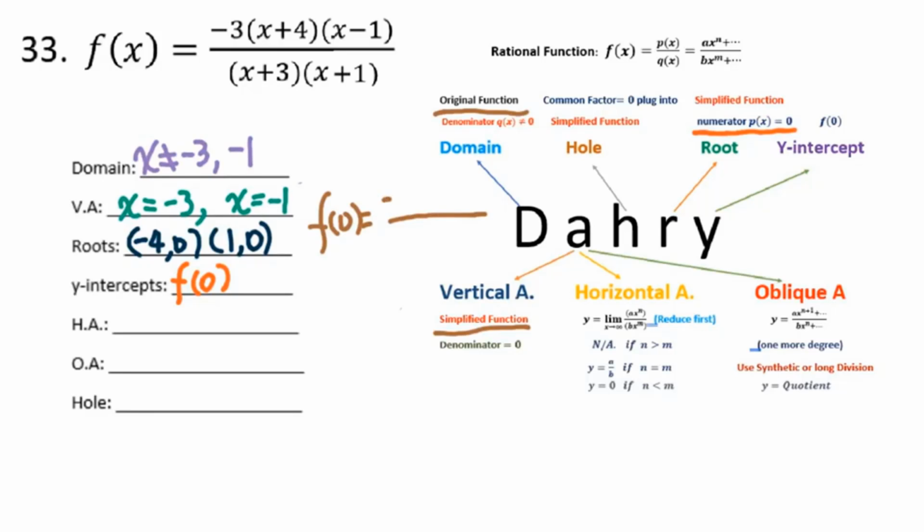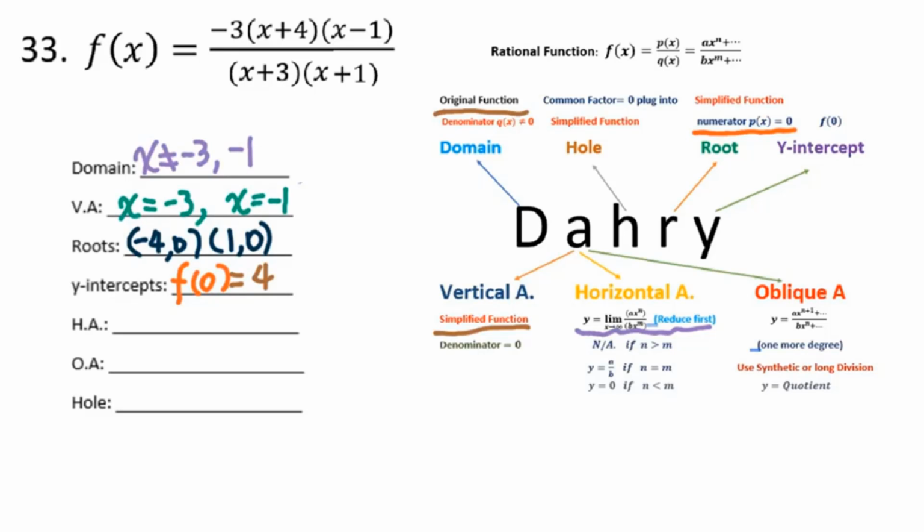So we plug in f of 0 equals. Put the 0 into this x, 0 plus 4 times 0 minus 1 over 0 plus 3, 0 plus 1. You will get -12 times -1, that's +12, over 3. That equals 4. For the horizontal asymptote line, let's do the limit of the leading term.